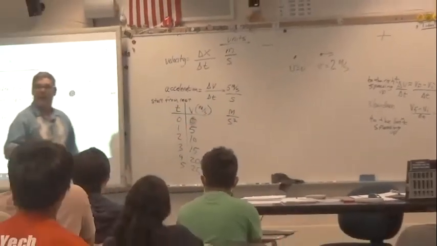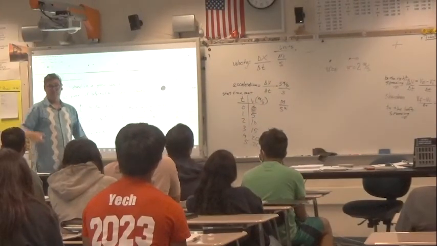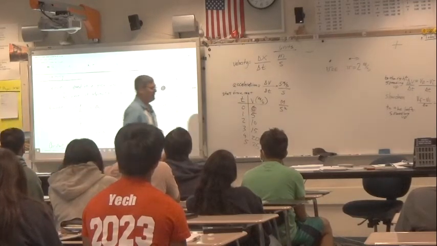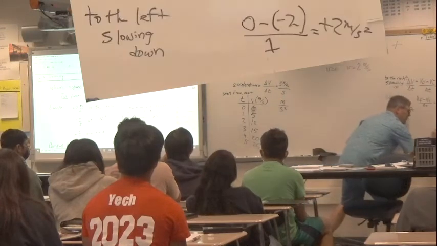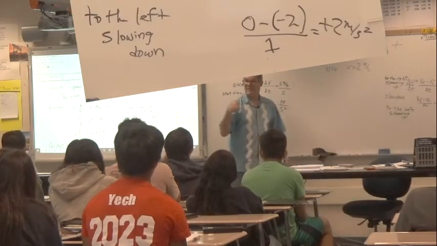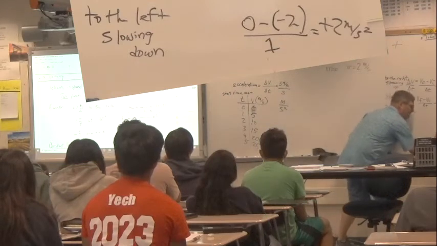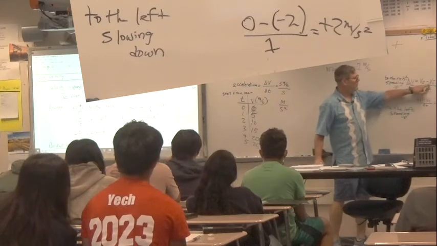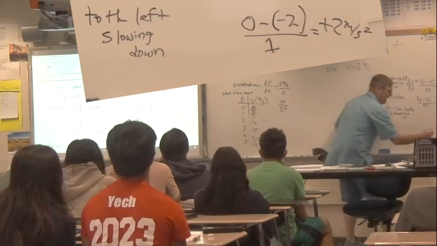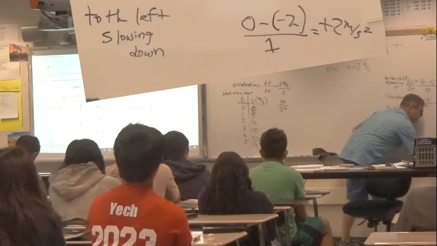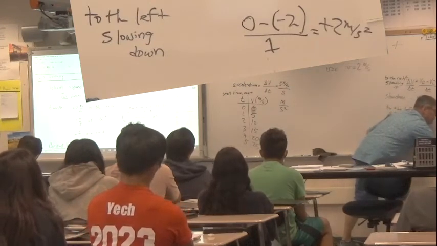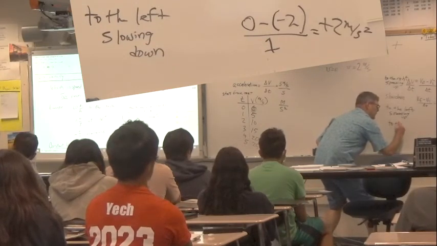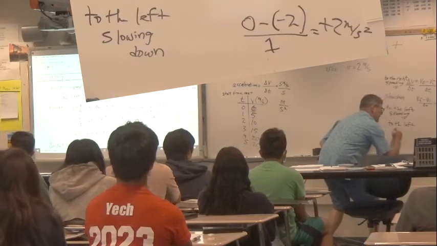Now I'm moving this way, and I slow down, and I stop. I was moving at negative 2 meters per second. Now I'm at rest. So my final velocity is 0. My initial velocity was negative 2. But don't forget, minus negative 2. Okay? V final minus V initial is negative 2, and that happens over 1 second. Plus 2 meters per second squared. And this was to the left, slowing down.